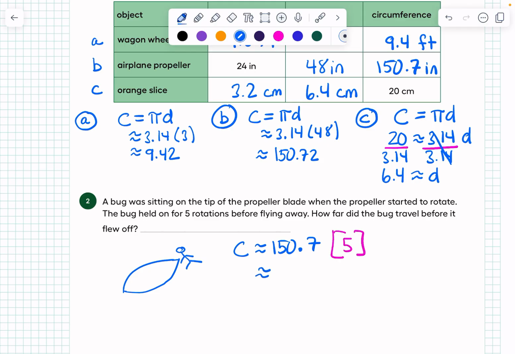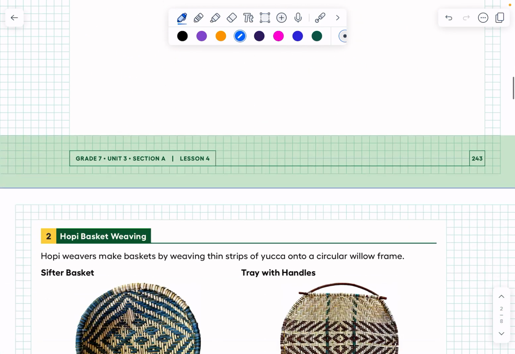So if you have 150.7 times 5, I would get 753.5 approximately. It doesn't really say to use the tens or hundreds or whole numbers. So if someone put 754, I would be okay with that as well. Okie dokie, let's move on to the next activity.